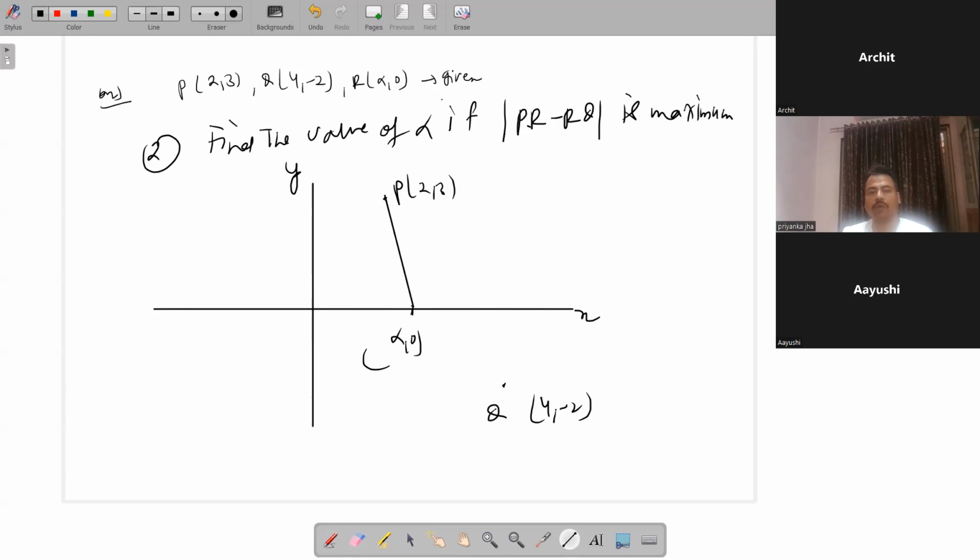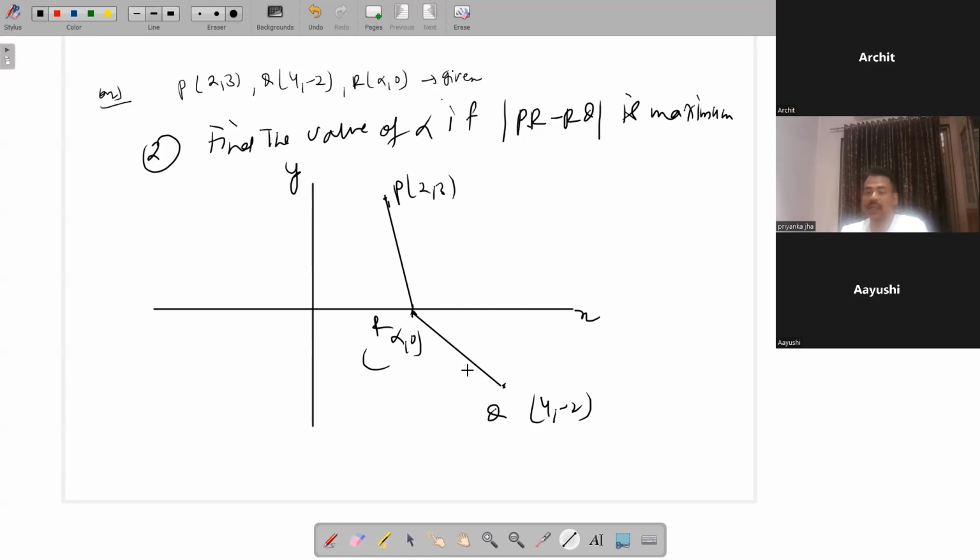See, this is P. This is R. This is PR minus RQ. This has to be maximum. Now, if you apply triangle law, in a triangle we have two types of law. Sum of any two sides is always greater than the third side, and difference of any two sides is always less than the third side. So if you find the difference of these two sides, PR minus RQ, it is nowhere going to be less than this PQ. You can see that, right?